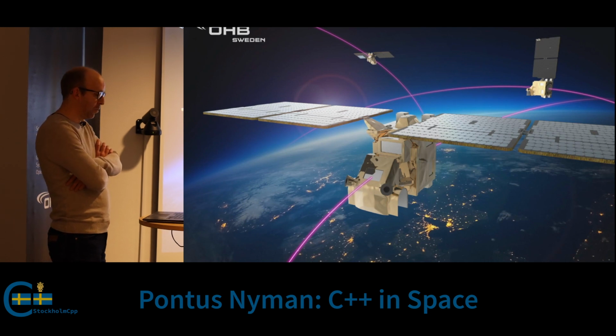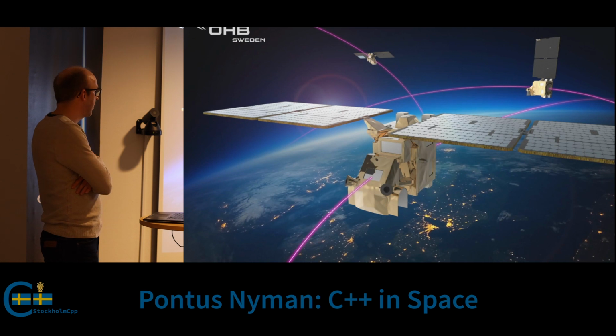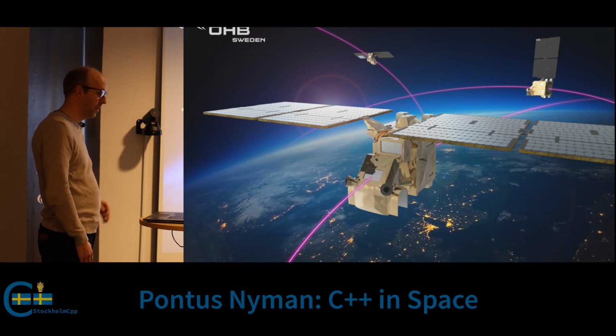What we're doing right now is building a demonstration mission. So we build one satellite, and if this demonstration succeeds, then the plan is to build a constellation with six of these satellites, six totally equal satellites.